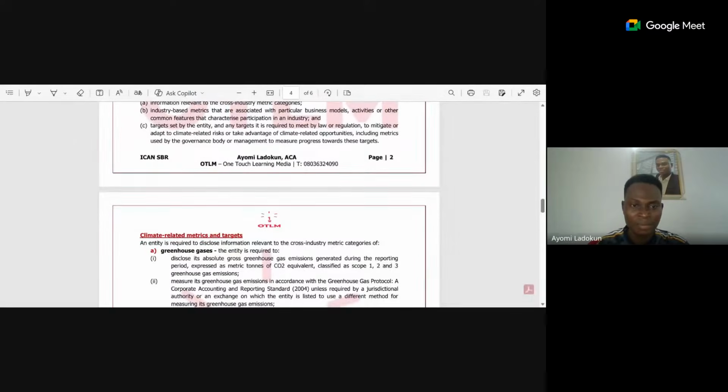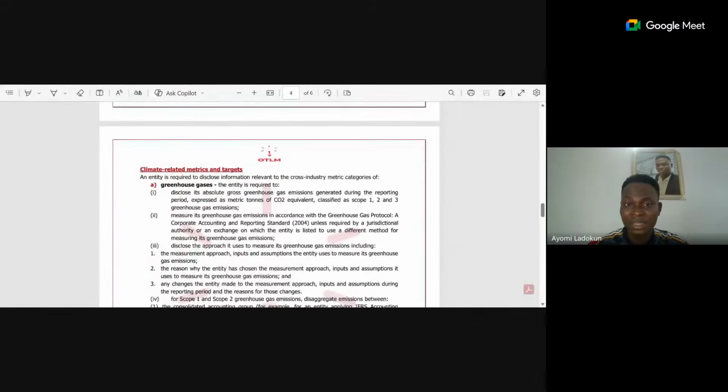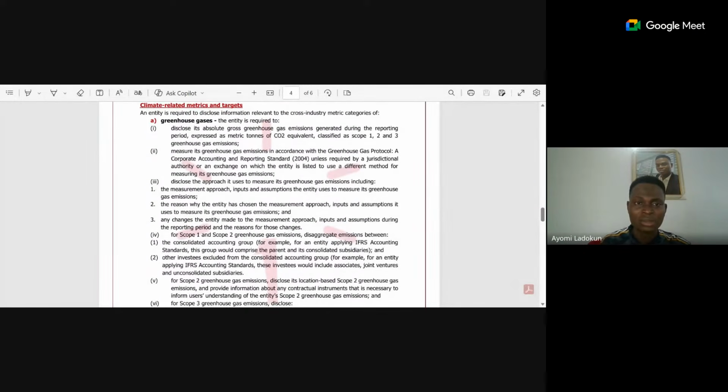I think under there you have the climate-related metrics and targets. Can you see the first is greenhouse gas? Okay, your CO2 and all of that. Then you have, how do you measure under the greenhouse gas, how do you disclose absolute gross greenhouse? So these are technical areas, as I mentioned earlier.